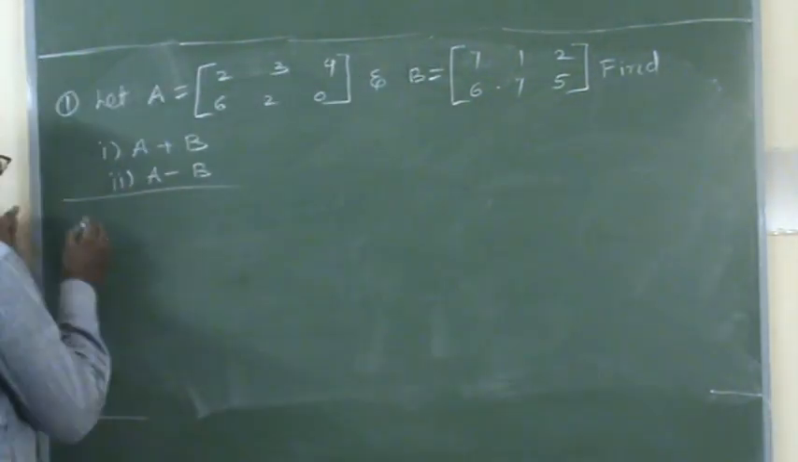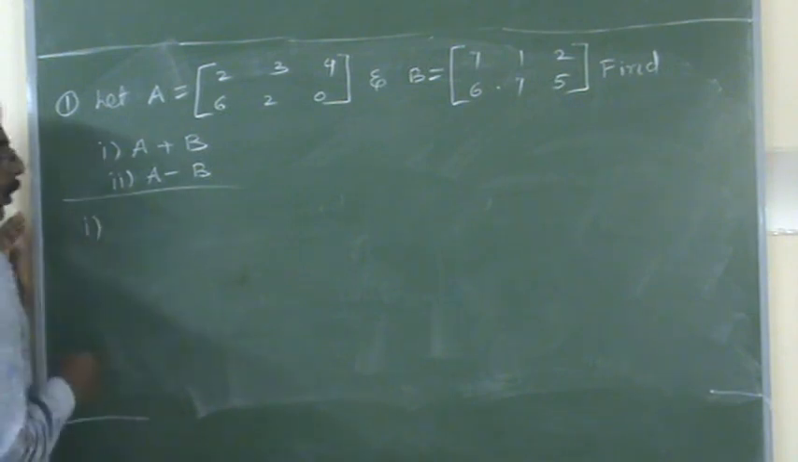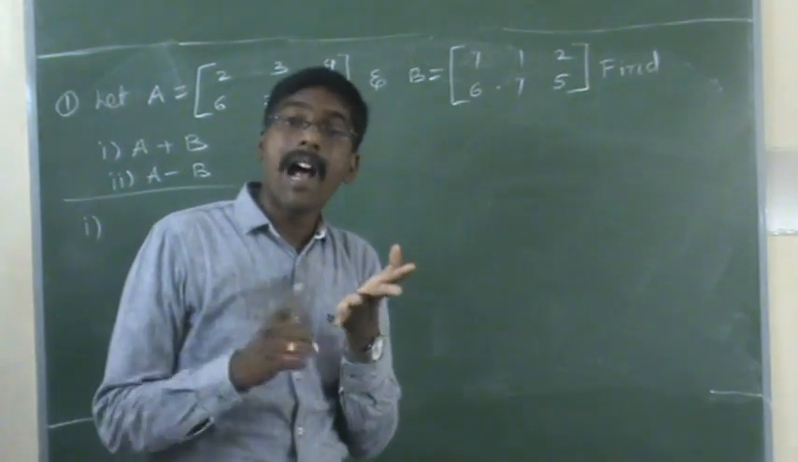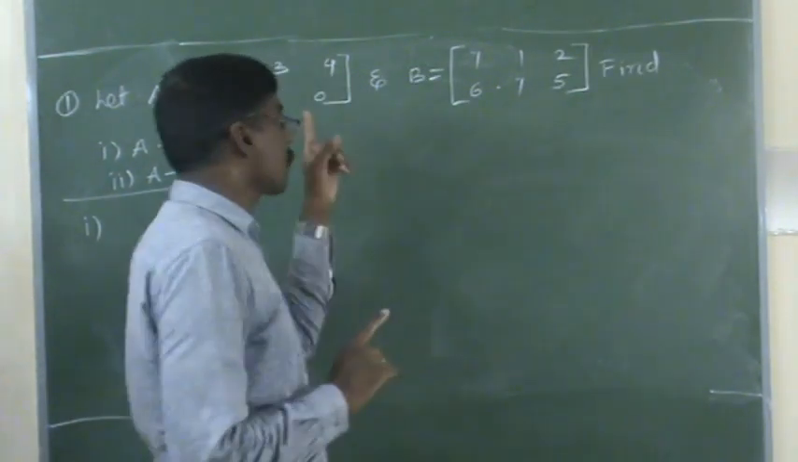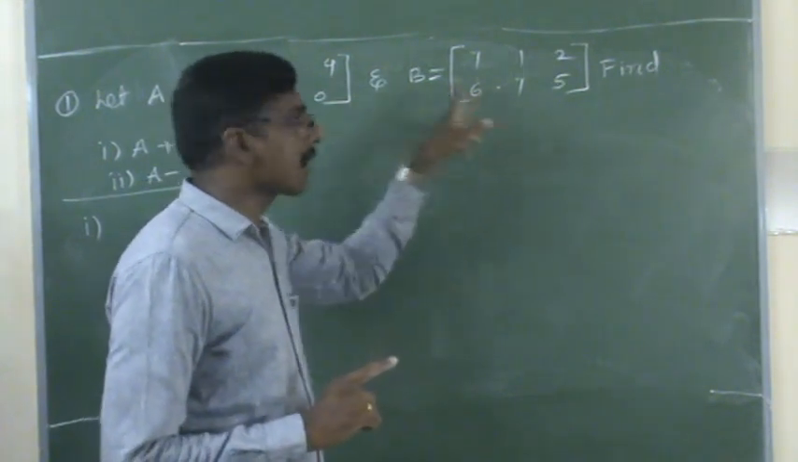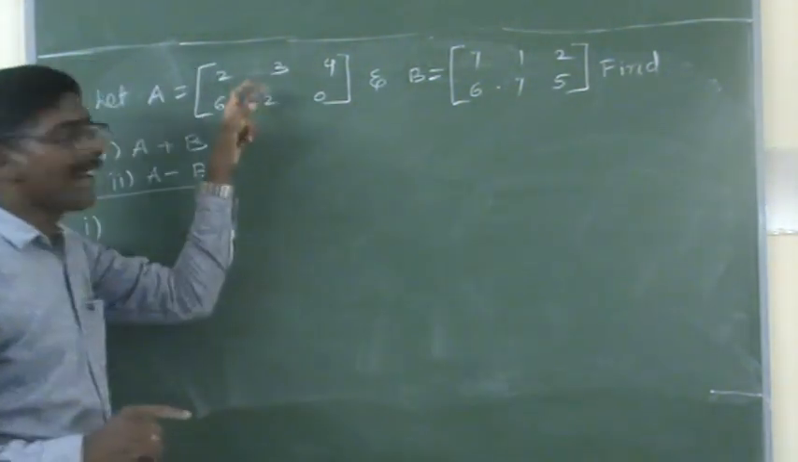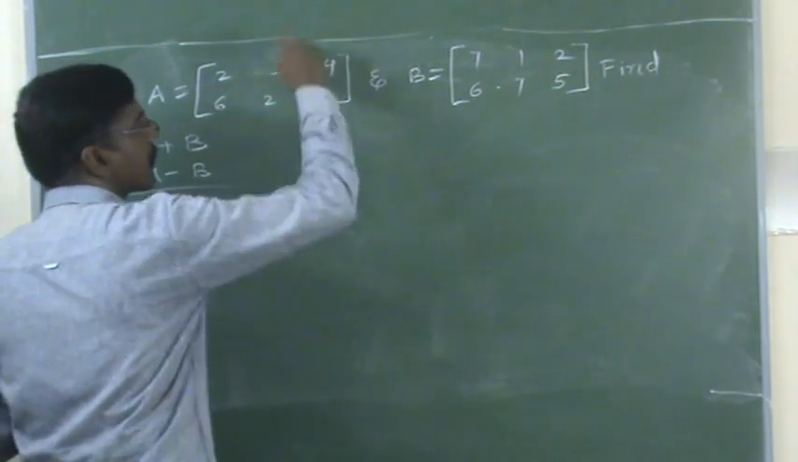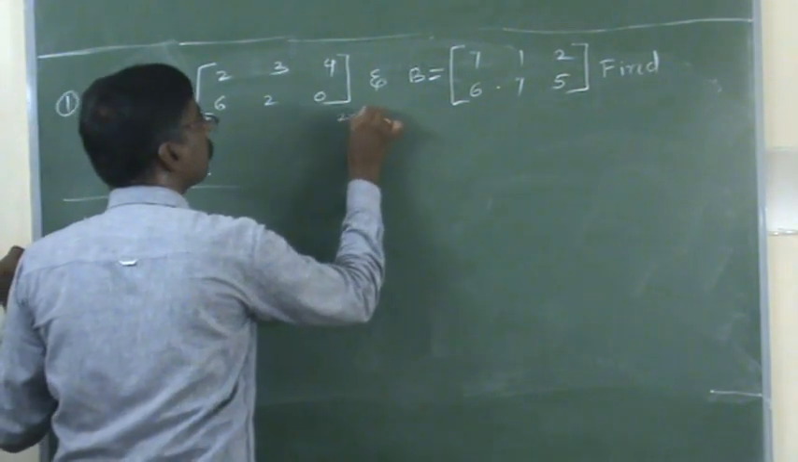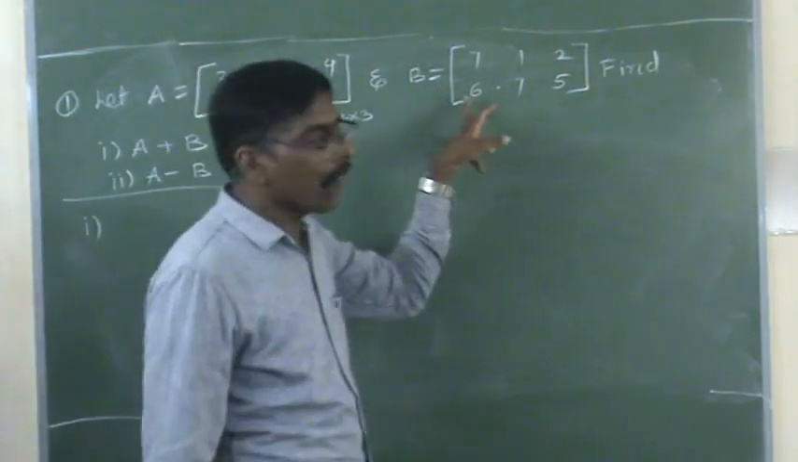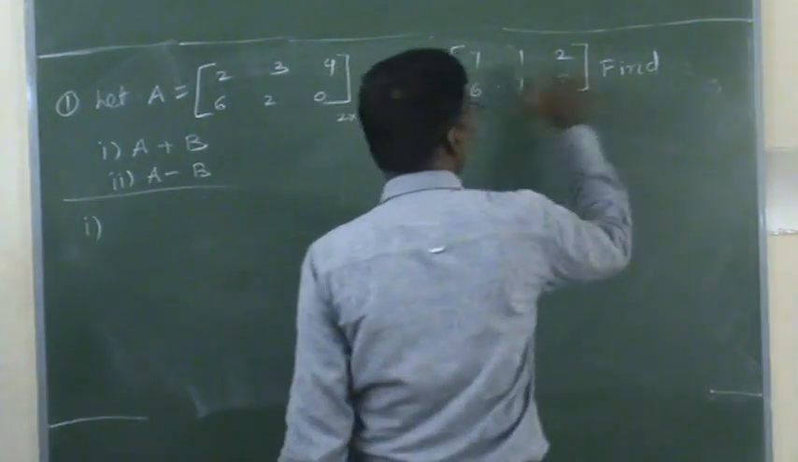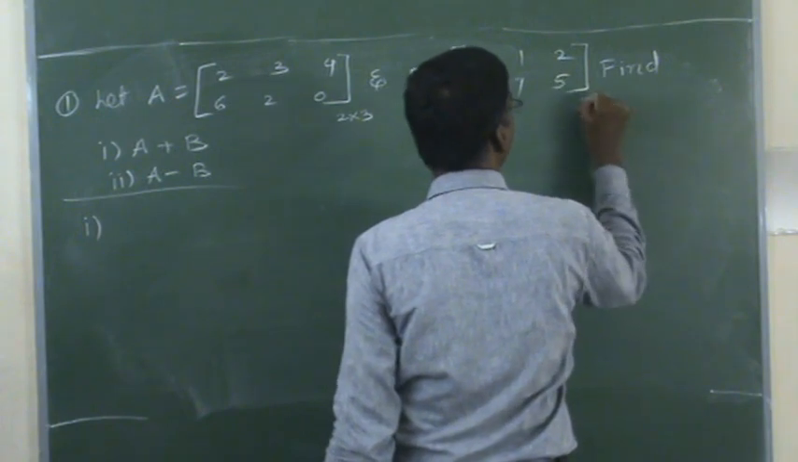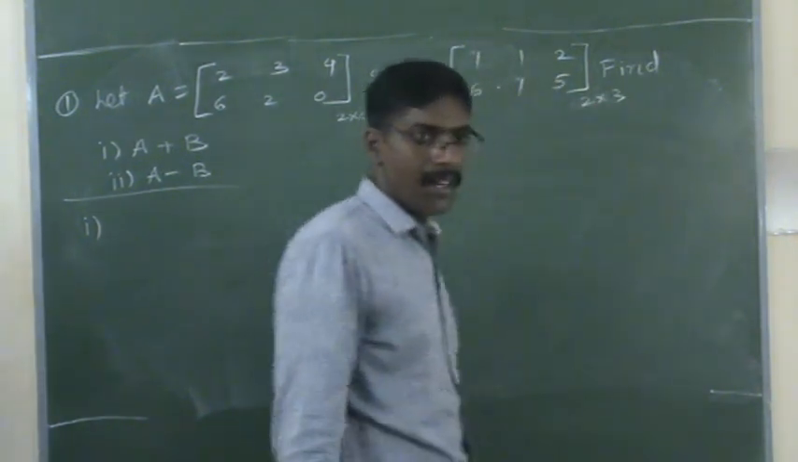To start, we can go through the first problem. But before going to the addition or subtraction of the two matrices, first we have to check whether their orders are the same or not. What is the order of matrix A? Matrix A has 2 rows, 3 columns, so 2 by 3. What is the order of matrix B? 2 rows, 3 columns. This order is also 2 by 3. Yes, it is clear, their orders are the same.